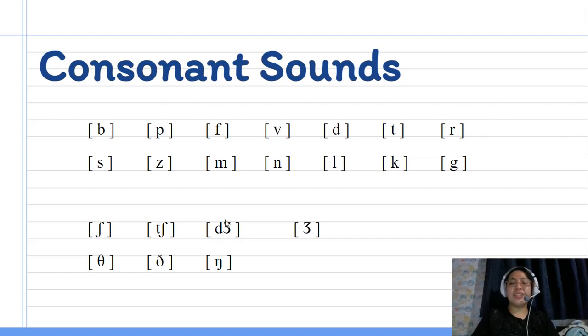Next is a letter D that looks like a number 3. It is a j sound. This sound is used in the word jar, the letter J in the word jar. And then the last one is a ZH combination, like in the word casual. So you have the zh sound.